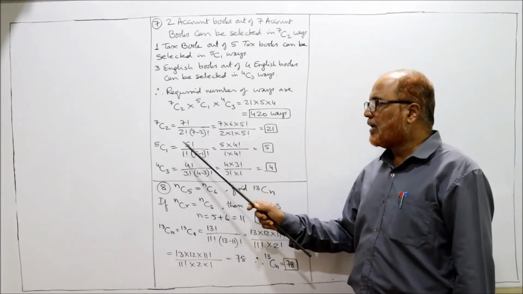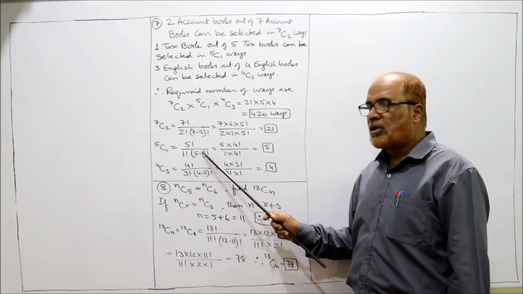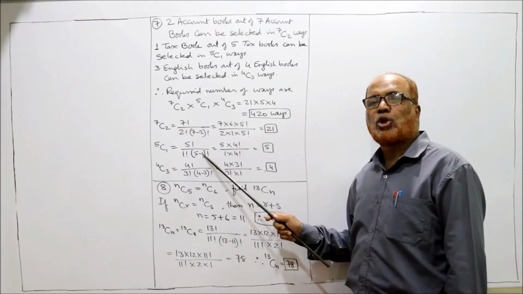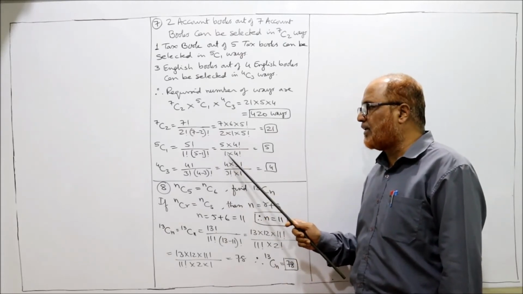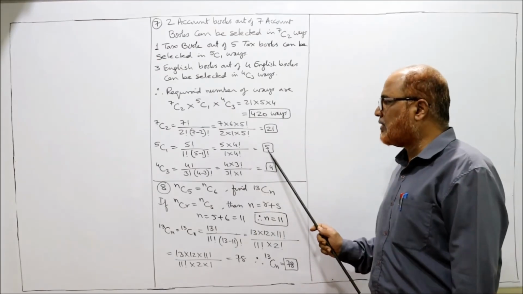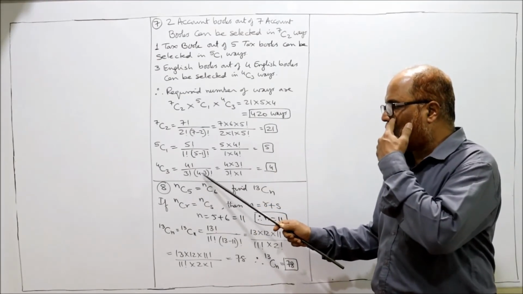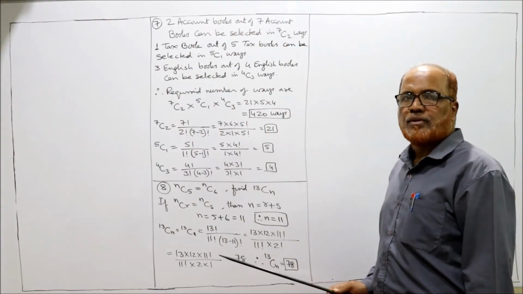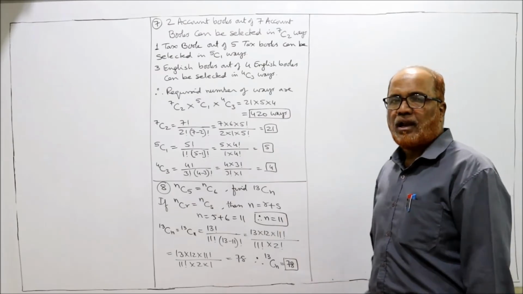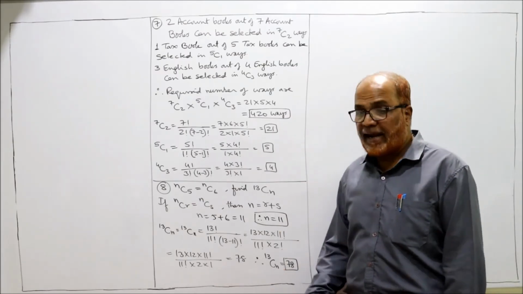5C1. So 5 factorial divided by 1 factorial, 5 minus 1 factorial. So 5 minus 1 is 4. So the numerator also will stop at 4 factorial. 5 into 4 factorial, 1 into 4 factorial. So you'll get 5. 4C3. 4 factorial divided by 3 factorial, 4 minus 3. So 3 factorial will get cancelled, 4. That's it. So this is the end of problem number 7. Last and final problem on combination, that is the 8th problem.